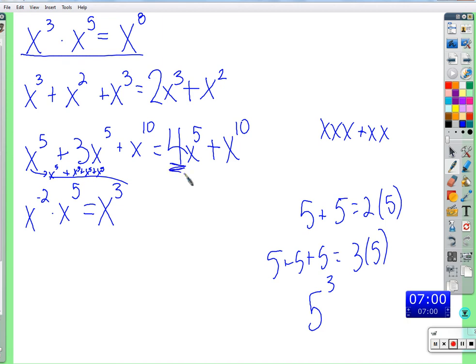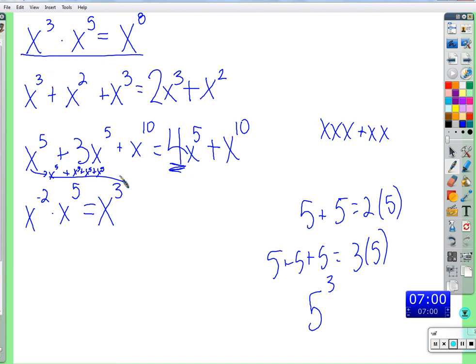So multiply by 4. Plus x to the 10th. I was trying to get your brain to short out and say, well, 5 and 10, 10 is 2 times 5, so maybe there's something I can do there, but no. X to the 10th is 10 x's multiplied together, x to the 5th is 5 x's multiplied together, and we are adding them together. Okay. So, yeah, there's no putting that together. It's just 4 x to the 5th plus x to the 10th.